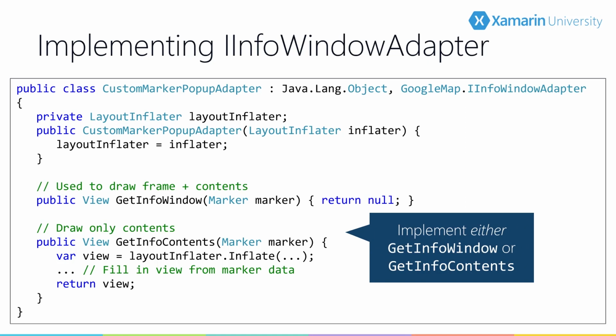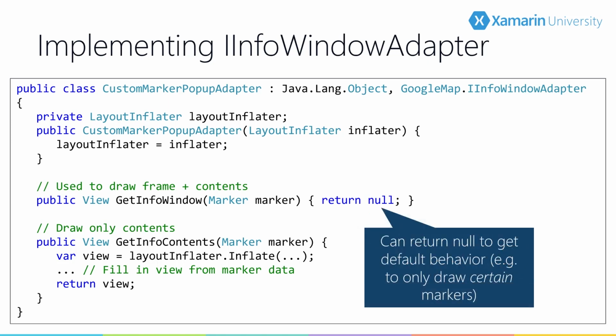In this example, we're inflating a layout XML file, filling it in with data from the passed in marker, and then returning it to the caller. These methods are called each time the info window is displayed, and you should only implement one of them for any given marker. When you return null from one of the methods, you tell the system to just use the default implementation. You can use this in order to customize only a select set of markers, for example, providing a view only when the marker is matched, and then returning null in all the other cases to get the default info window view.